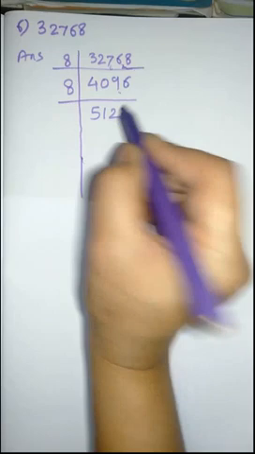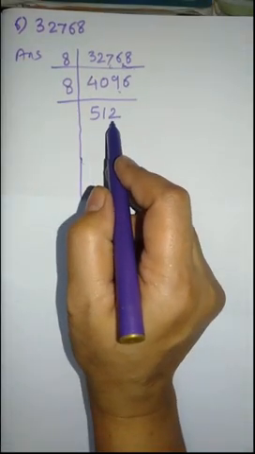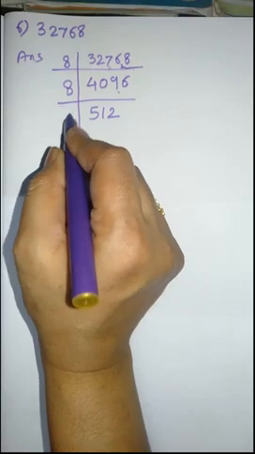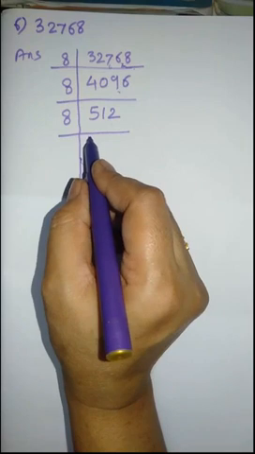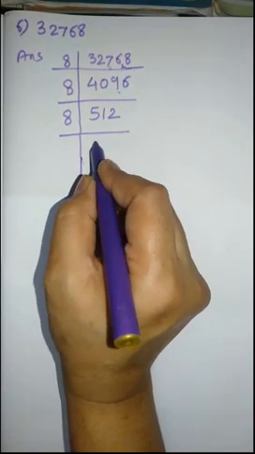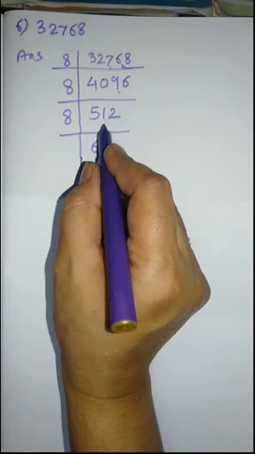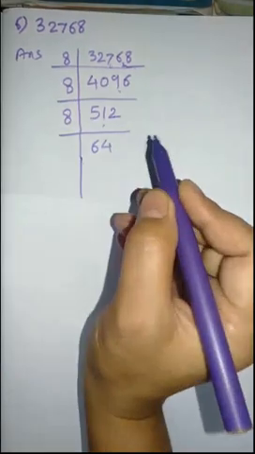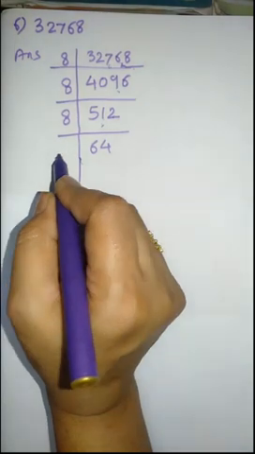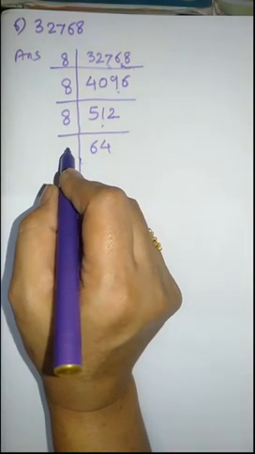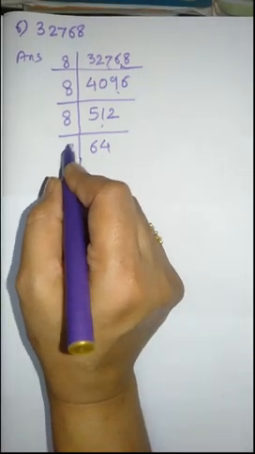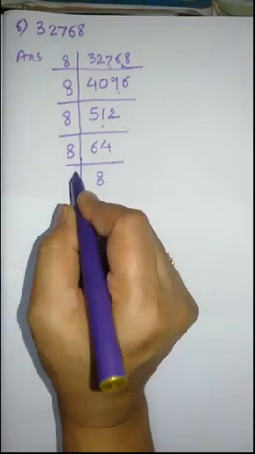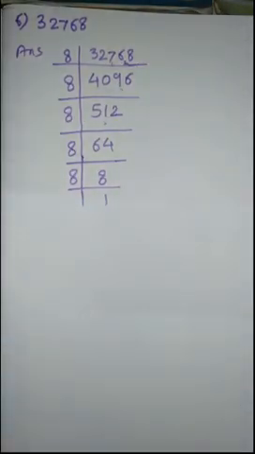8 2s are 16. Again it is an even number. So it is divisible by 2 means it must be divisible by 8. Correct? So 8 5s are 40. 8 6s are 48. Remainder is 3. So remaining number becomes 32. 8 4s are 32. So it is divisible by 2 again. It must be divisible by 8. So 8 8s are 64. 8 1s are 8. So write down the factors.